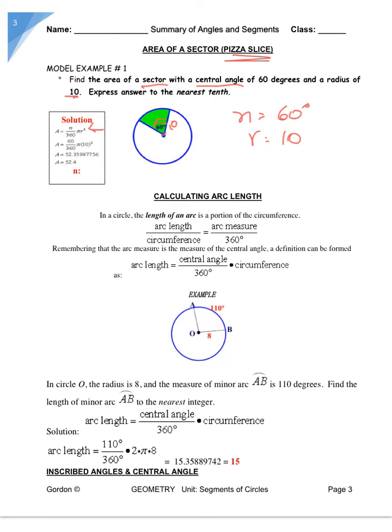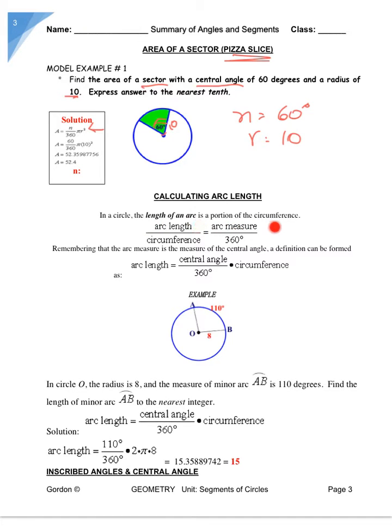Awesome. Now let's go on to calculating the arc length. Now arc length is this little piece here. How long is this? Remember, this has to be measured in degrees because we have this in degrees. Now there's a way for us to calculate it in radians, and we'll look at that when we come back to school.